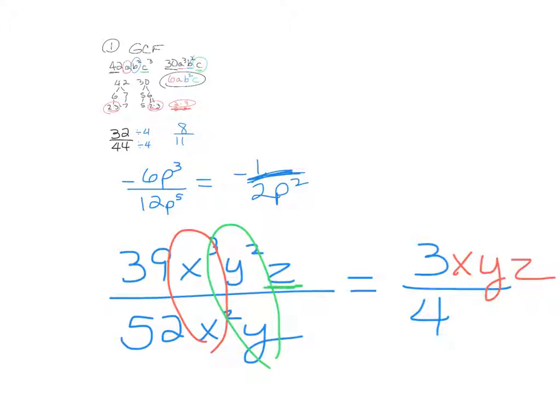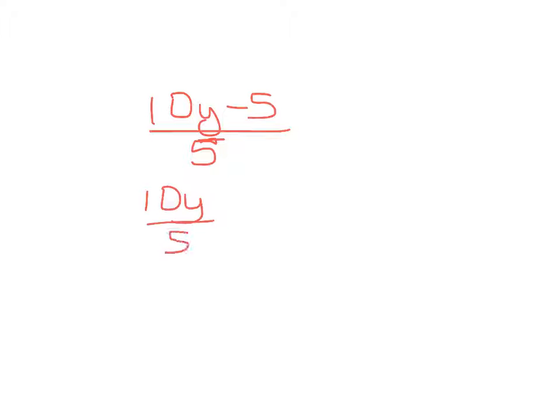The next one is actually going to say to divide. So if I give you 10y minus 5 over 5, remember we're going to divide 10y by 5 and negative 5 by 5. And it's going to leave us with 2y minus 1. Then it's not going to actually say divide, it's just going to say simplify.